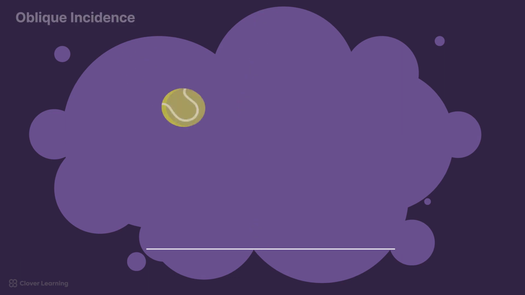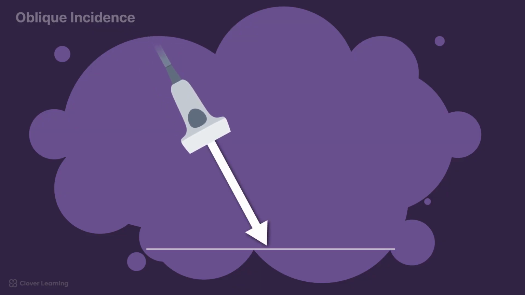Now picture yourself tossing the tennis ball toward the ground at an angle instead of dropping it straight down. The ball strikes the ground at a slanted angle and bounces off in a different direction. This is like oblique incidence in ultrasound, where the sound wave strikes the surface of a structure at an angle other than 90 degrees. With oblique incidence, the reflected wave travels off in another direction, making it harder for the transducer to receive the signal. Additionally, part of the energy might be refracted or bent into the tissue, further complicating the process.